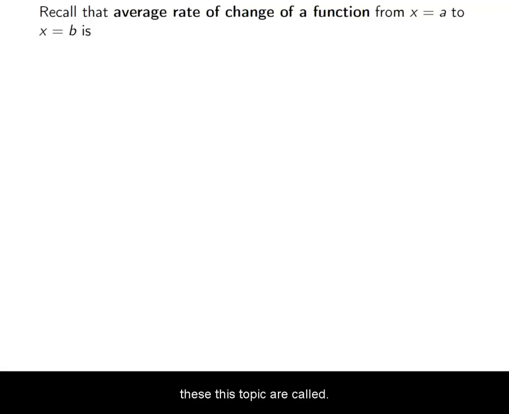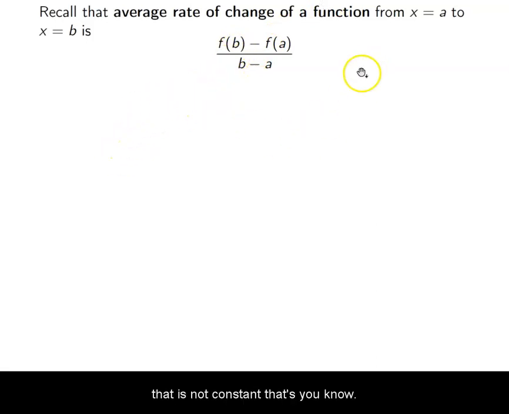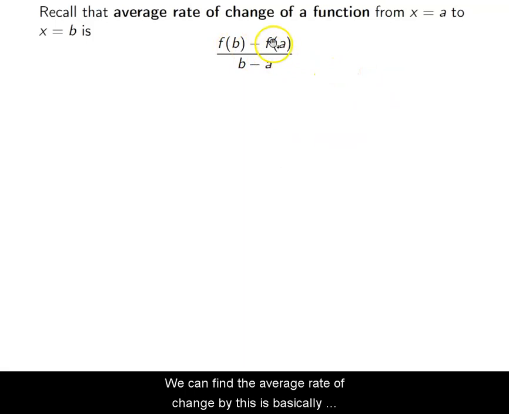So recall that the average rate of change of a function from one input to another input is the difference in their outputs divided by the difference in the inputs, right? So we know for a straight line that this is a constant value, right? Because a line has a constant rate of change. For a function that is not constant, that's a curve, we can find the average rate of change by, this is basically the slope formula, right? The difference in outputs over the difference in inputs.